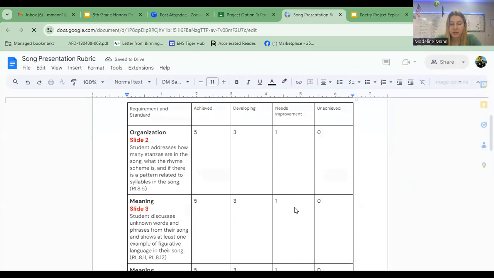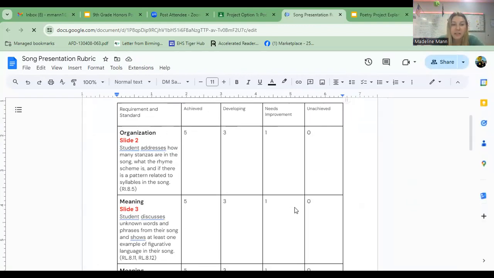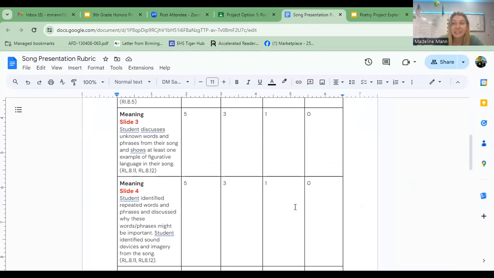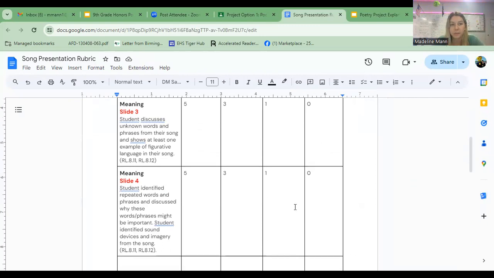Okay, so this is your rubric. This is what I'm grading. Organization is slide 2. Student addresses how many stanzas are in the song, what the rhyme scheme is, and if there is a pattern related to syllables of the song. Meaning is slide 3. Student discusses unknown words and phrases from their song and shows at least one example of figurative language in their song.